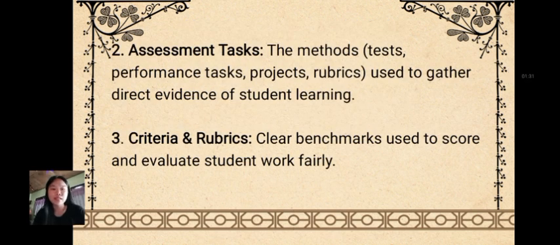Next, assessment tasks. The methods, tests, performance tasks, projects, and rubrics used to gather direct evidence of student learning. So these are the actual activities or assignments students complete, like quizzes, presentations, or essays, to show what they have learned. So next is criteria and rubrics. Clear benchmarks used to score and evaluate student work fairly. These are the clear guidelines and scoring scales teachers use to judge student work consistently and fairly.